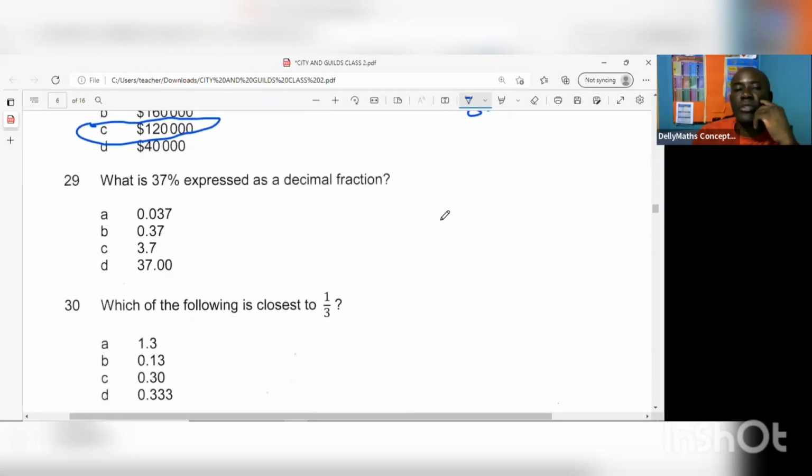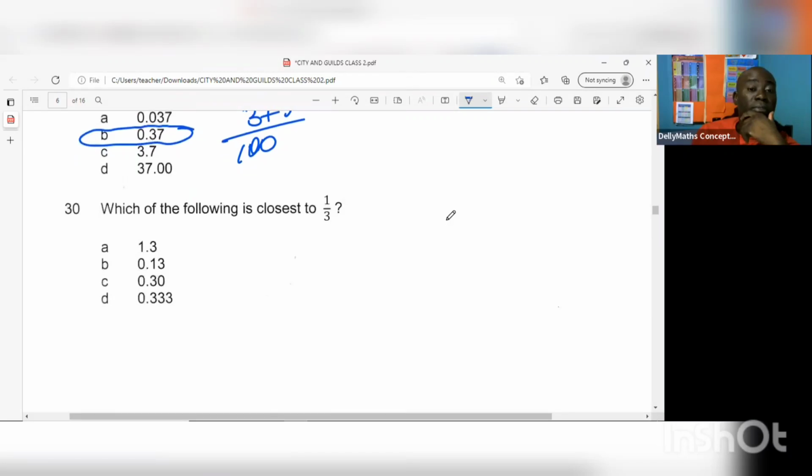What is 37% as a decimal? So this is what you're looking at. We have a decimal point moving 2 places, so it is 0.37. Which of the following is closest to 1/3? 1/3 is 0.3333 to infinity. So this is the closest to it, 0.333.